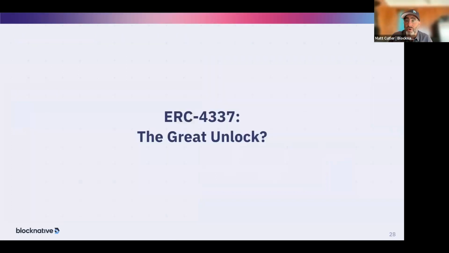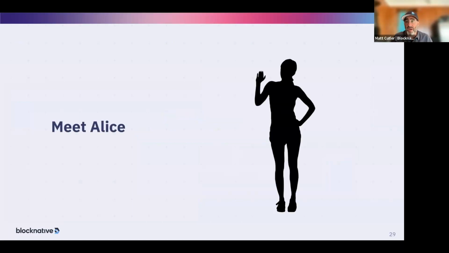So is 4337 going to be the great unlock? Is this going to be the innovation that is going to unleash the next billion users onto the Ethereum network? And we hope that it is. We think that it might be. And we'd like to explain an example of why we're so excited about it.